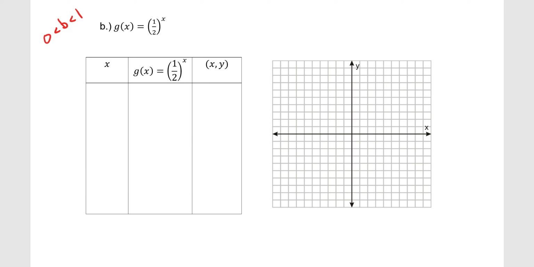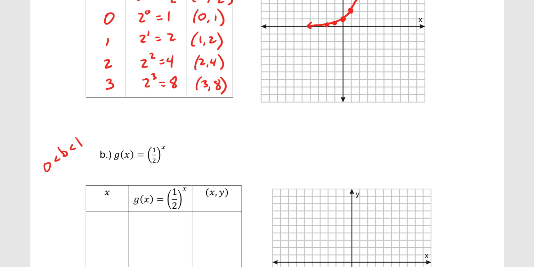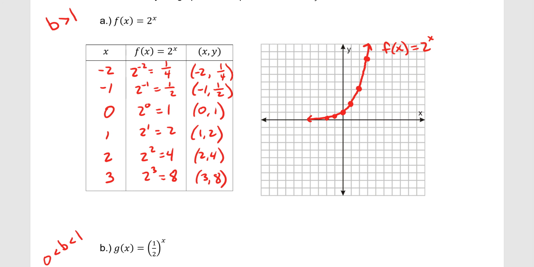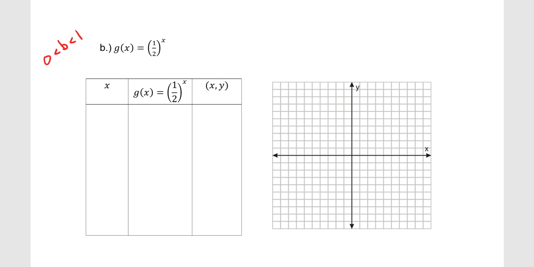So the base cannot be negative. It will not be an exponential function. In order for it to be an exponential function, the base has to be either between 0 and 1, or it has to be greater than 1. So it can only be positive numbers other than 1. If it was equal to 1, if we had something like y equals 1 to the x, that will always equal 1, which is not an exponential function. That's why 1 is not included.